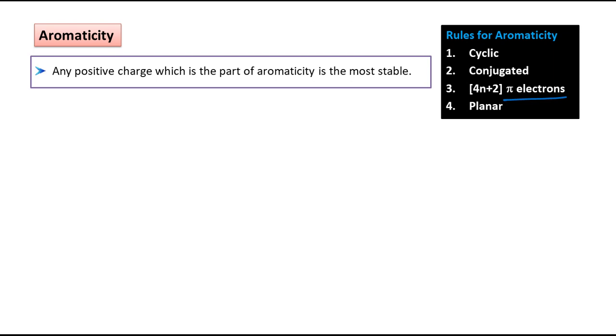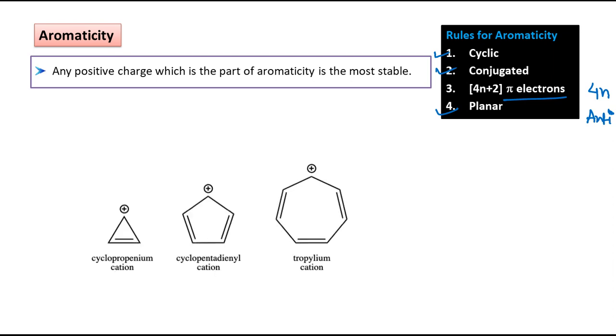Now if these 4n plus 2 pi electrons are not maintained, suppose it is only 4n pi electrons, then it will be anti-aromatic. Okay, so suppose all these three conditions are fulfilled, 1, 2, 4, but the third one is not 4n plus 2, it is 4n, then it is not aromatic. So no question of stability of carbocation, that is whether it is part of aromaticity or not, because it is not at all aromatic. So whether it is part of it, that question doesn't arise.